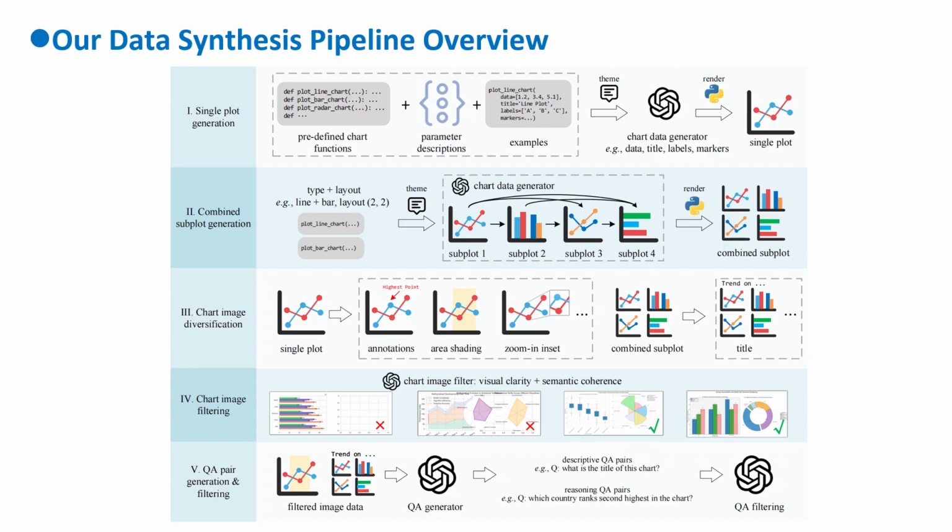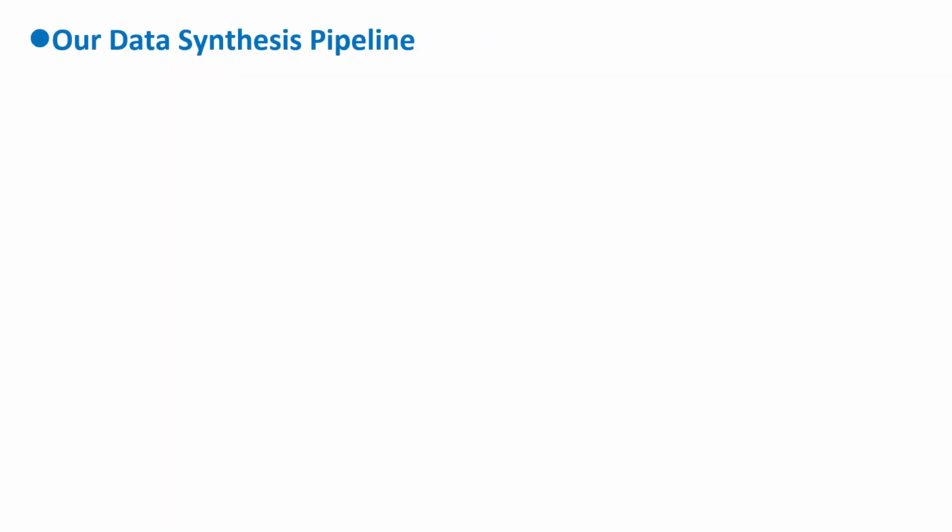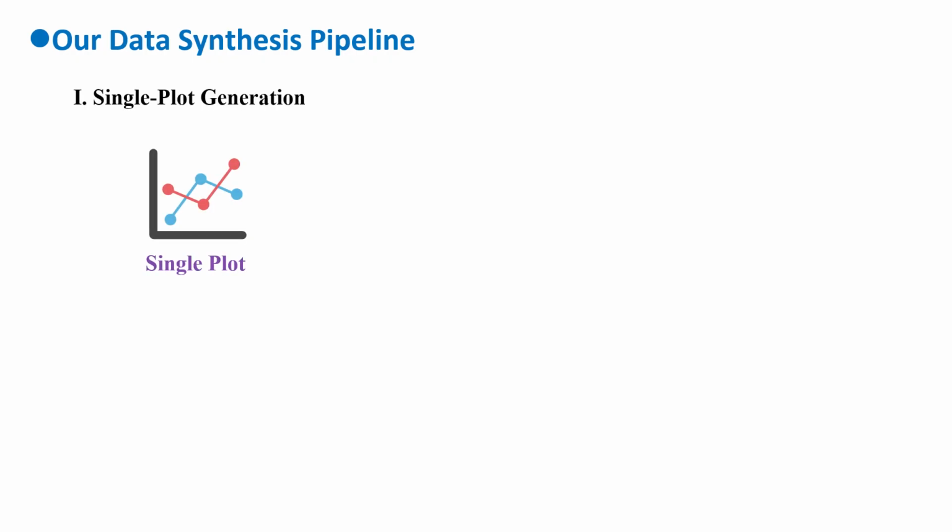Here's an overview of our pipeline. It includes 5 steps: single plot generation, combined subplot generation, chart image diversification, chart image filtering, and QA pair generation and filtering. It's modular and scalable. I will keep each step brief. First, we generate clean, controllable single plots across 29 types, varying colors, legends, and ticks to ensure stable later composition.